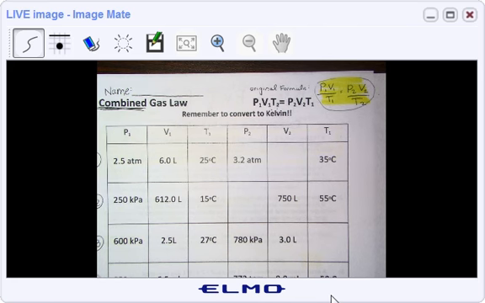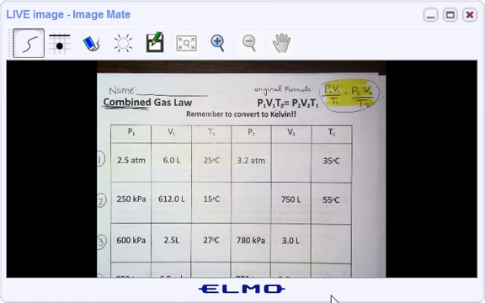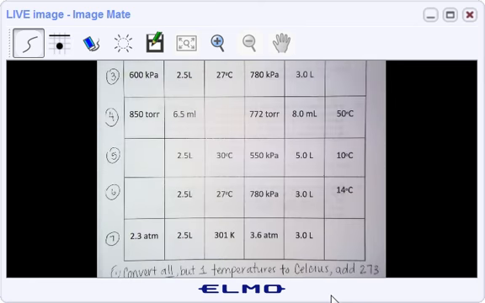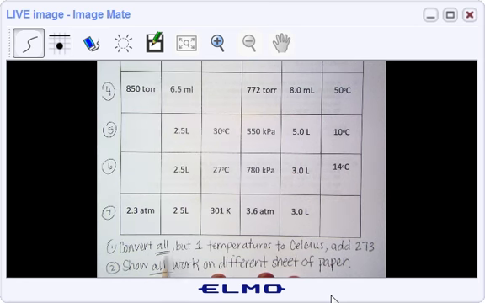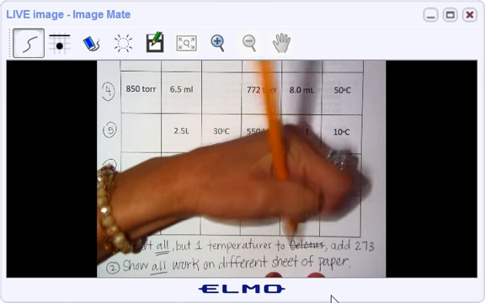We'll start with number 1. Please show all your work. You're going to need a separate sheet of paper. You won't get credit otherwise. And then if you look at the very bottom, it tells you step 1 and 2. 1, convert all but one temperature to Kelvin.